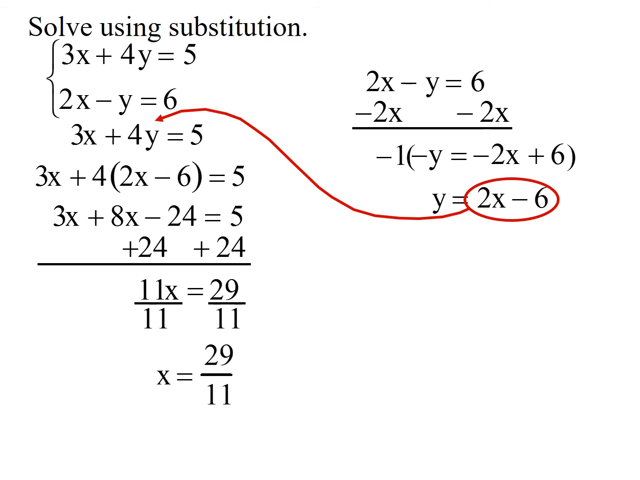And we get x is equal to 29 over 11. I'm sure a few of you probably thought that you were absolutely wrong with that answer. I know sometimes I feel the same way when I do math problems, but 29 over 11 is perfectly fine.